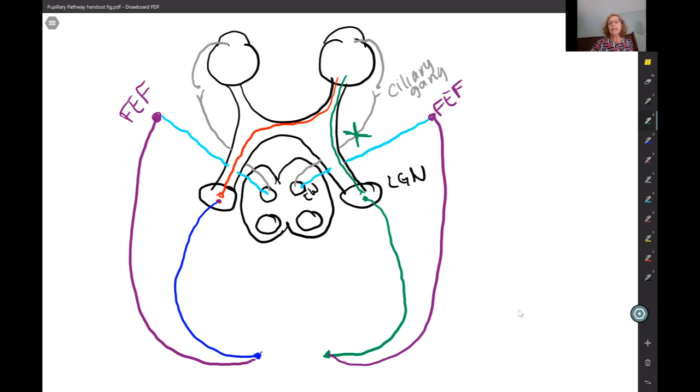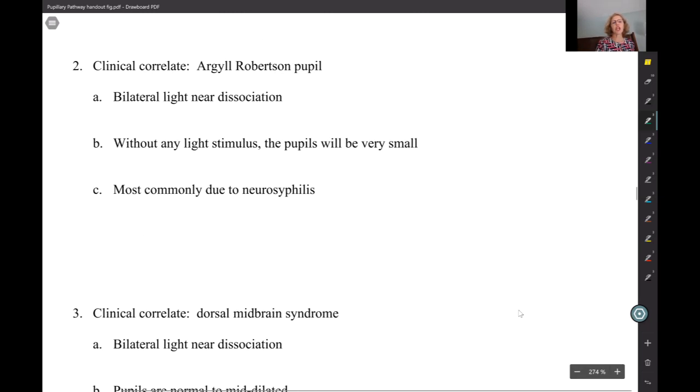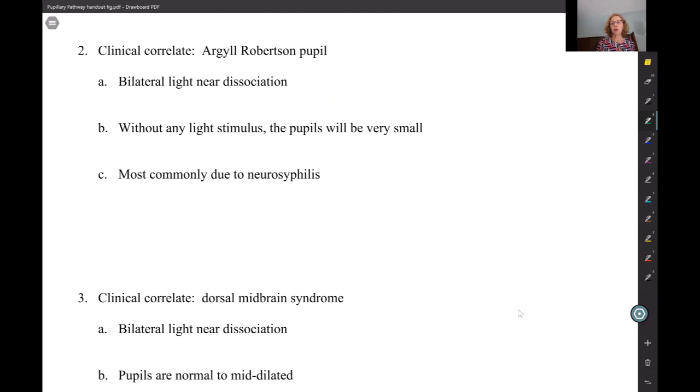There are a few conditions that result in light near dissociation. And the most classical condition associated with light near dissociation is Argyll-Robertson pupil. Here, you're going to get bilateral light near dissociation. Without any light stimulus, the pupils are going to be very small. Sometimes they are less than 1 millimeter, even in dim illumination.